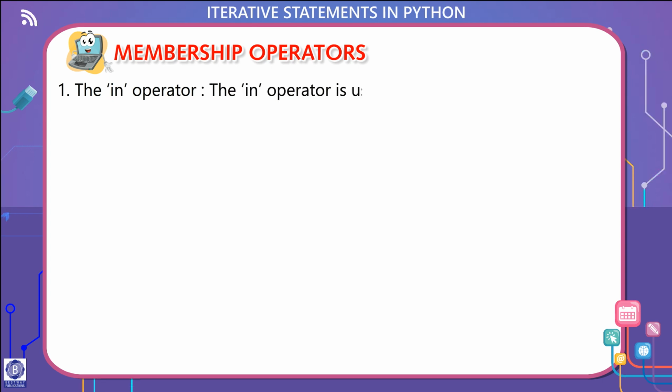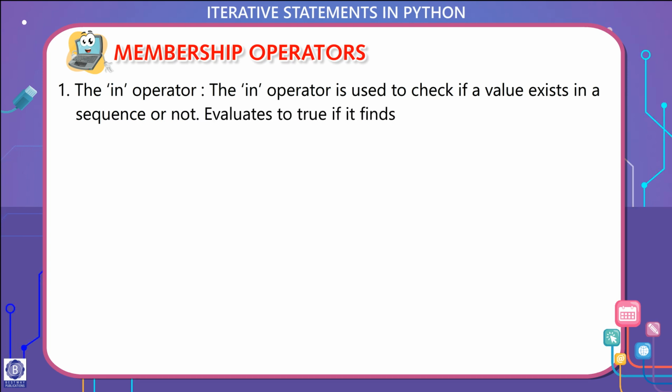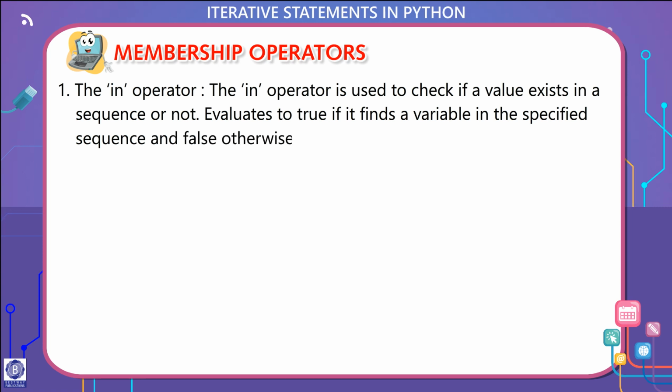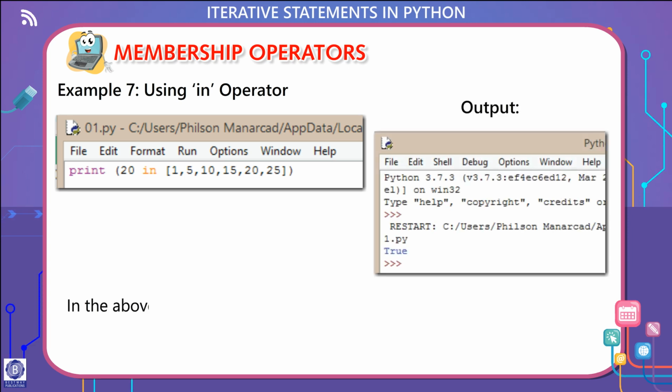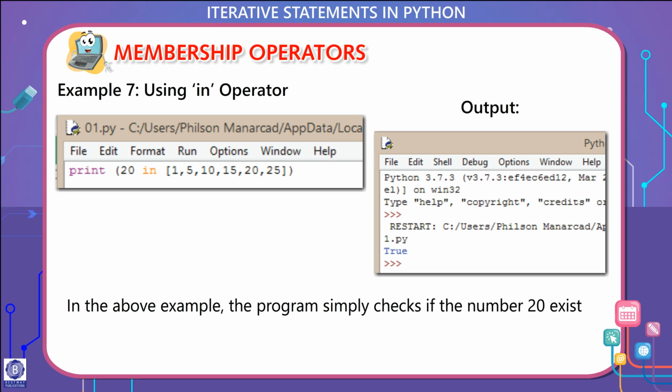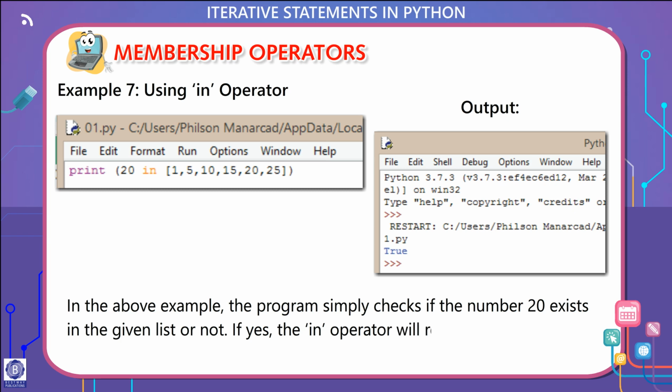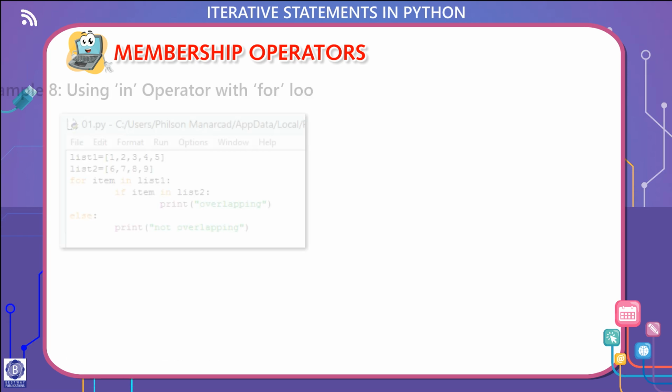Membership operators. The in operator. The in operator is used to check if a value exists in a sequence or not. It evaluates to true if it finds a variable in the specified sequence and false otherwise. Example 7. Using in operator. Output. In the above example, the program simply checks if the number 20 exists in the given list or not. If yes, the in operator will return the value true, else it will return false.